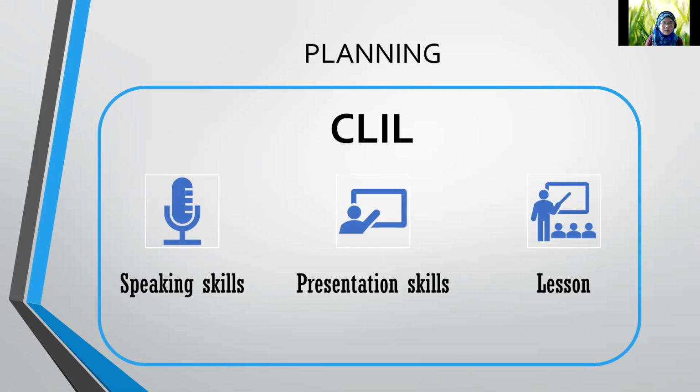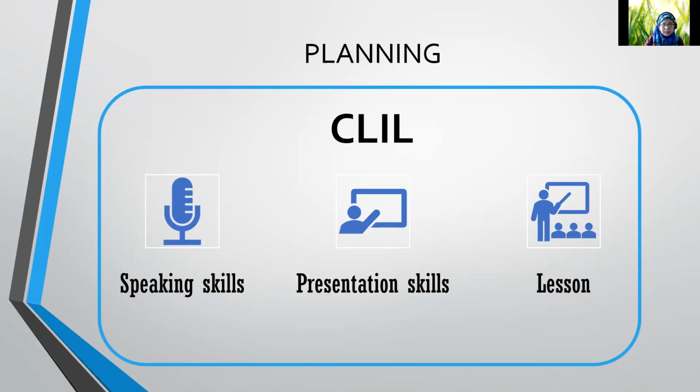In planning the model, we will discuss the content and activities in implementing this model. We look at 3 main elements, which are the speaking skills, presentation skills, and the lesson itself. The language skill covered here is speaking skills, and the sub-skill covered is the presentation skill. For each activity, there are group discussion, problem solving, and interactive discussion involved in the lesson.